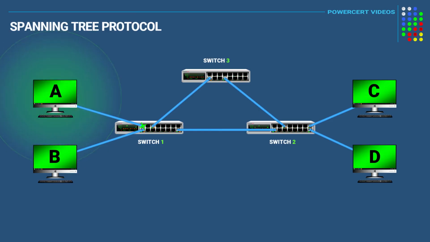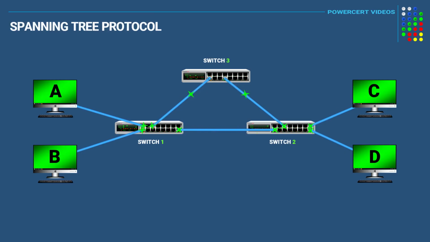So switch 1 will forward the broadcast to computer B, switch 2, and switch 3. And then when switch 2 receives the broadcast, it will forward the broadcast to computer C and computer D. But it's also going to forward it to switch 3. And then when switch 3 receives the broadcast, it'll forward the broadcast to switch 1, and switch 1 will forward the broadcast again to switch 2, and then this will continue on in a never-ending loop.